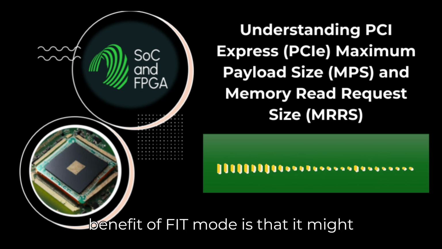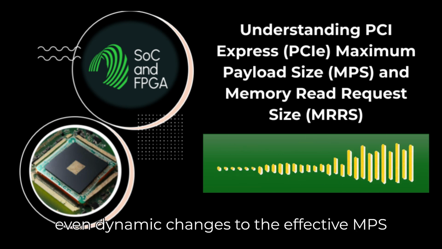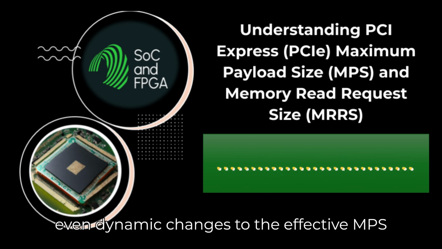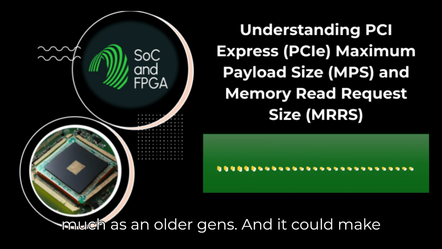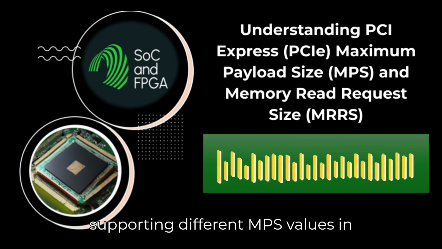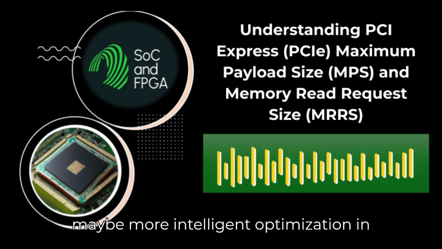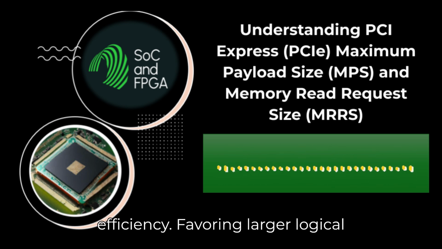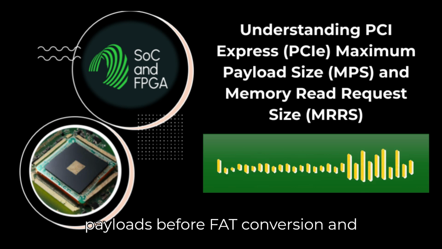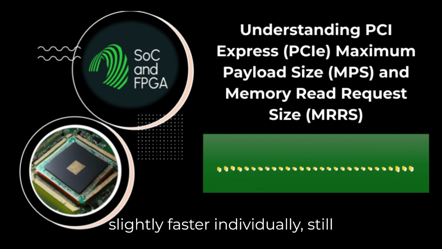Also, one potential benefit of FLIT mode is that it might eventually allow for more flexible, maybe even dynamic changes to the effective MPS setting without disrupting traffic as much as in older gens. And it could make supporting different MPS values in different parts of the system easier. So maybe more intelligent optimization in the future. That seems to be the direction. The trade-off between link efficiency, favoring larger logical payloads before FLIT conversion, and latency, where smaller chunks might be slightly faster individually, still exists, though.